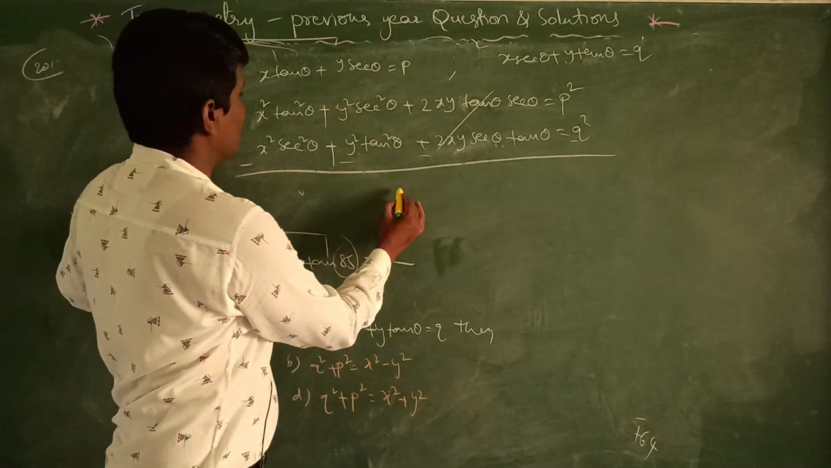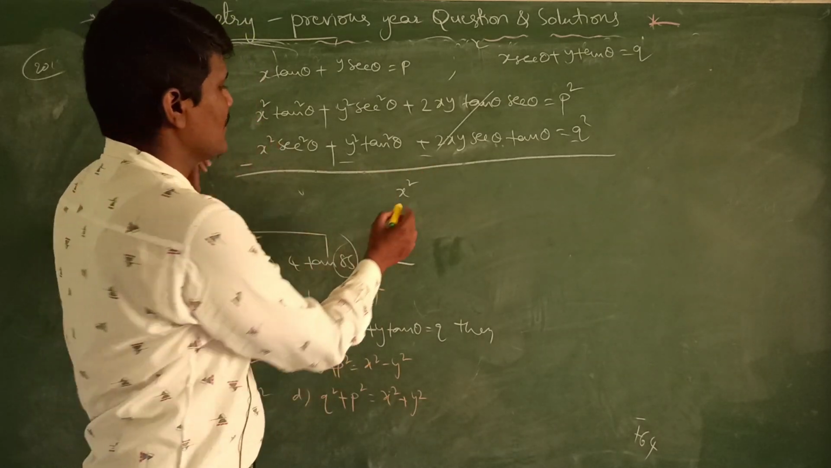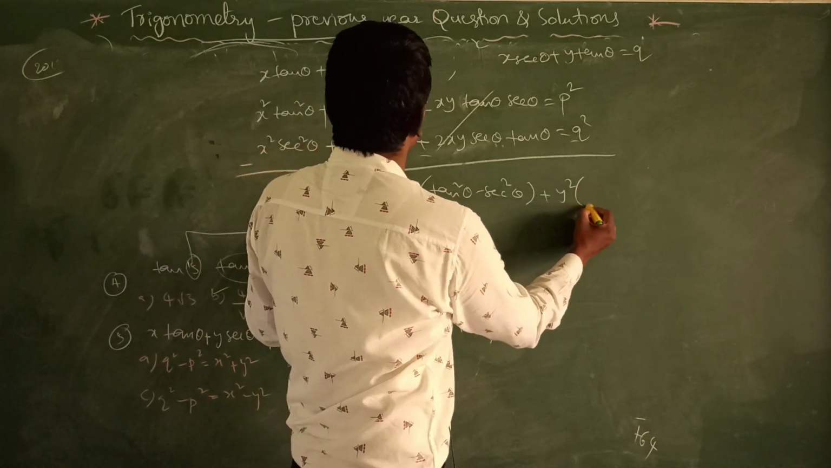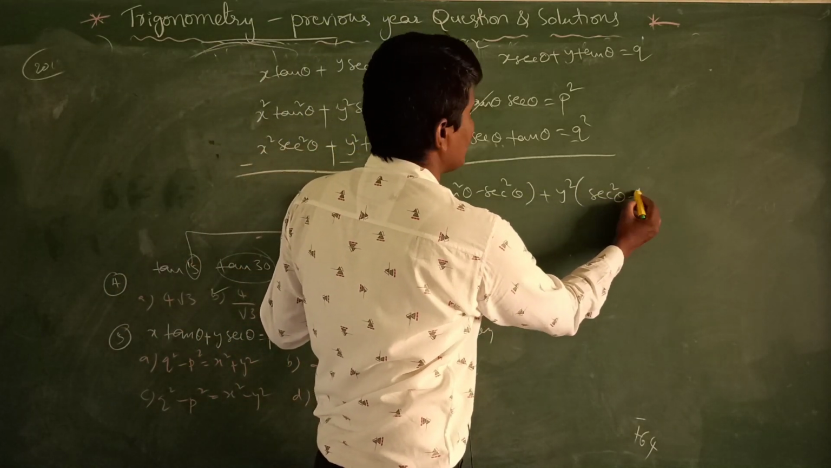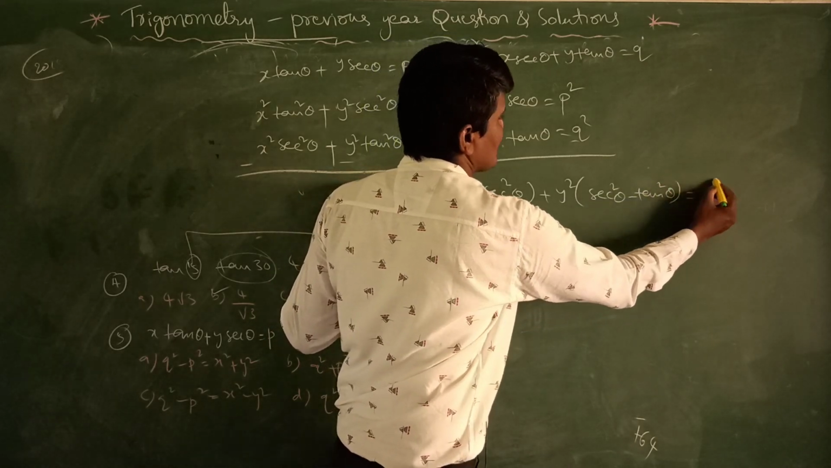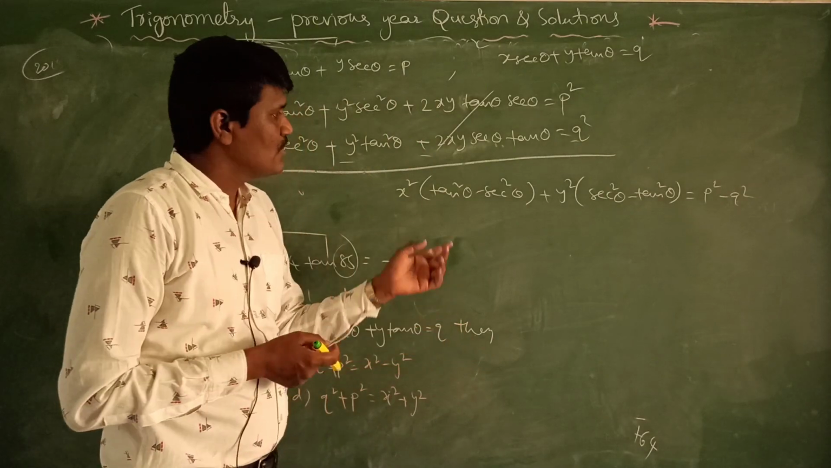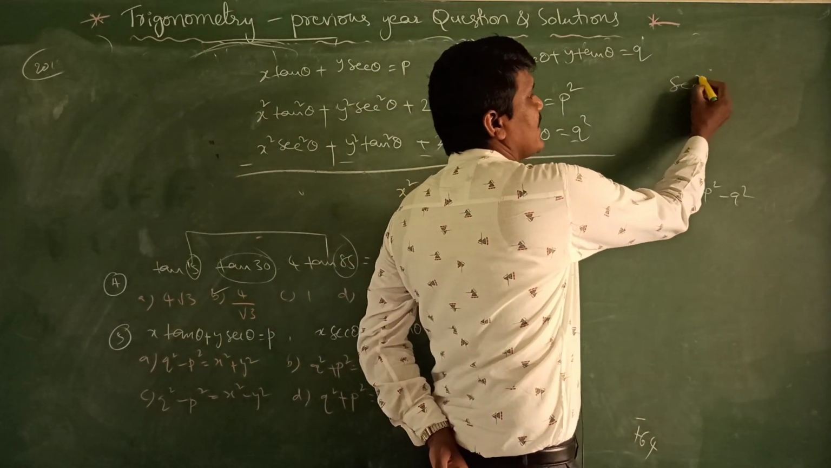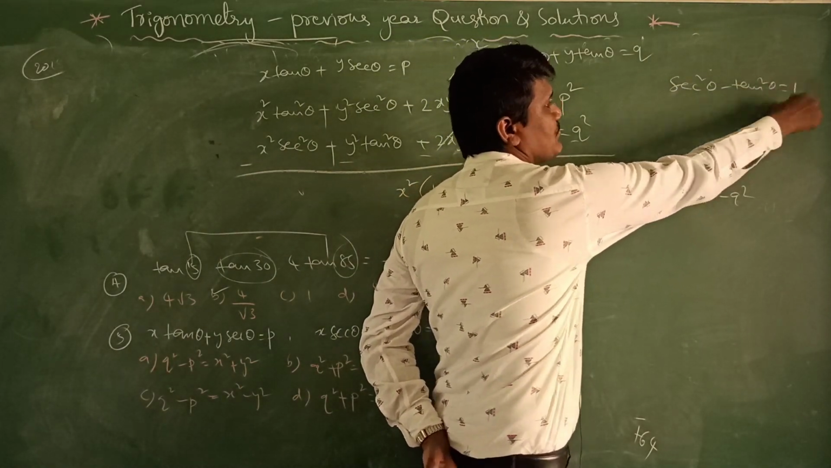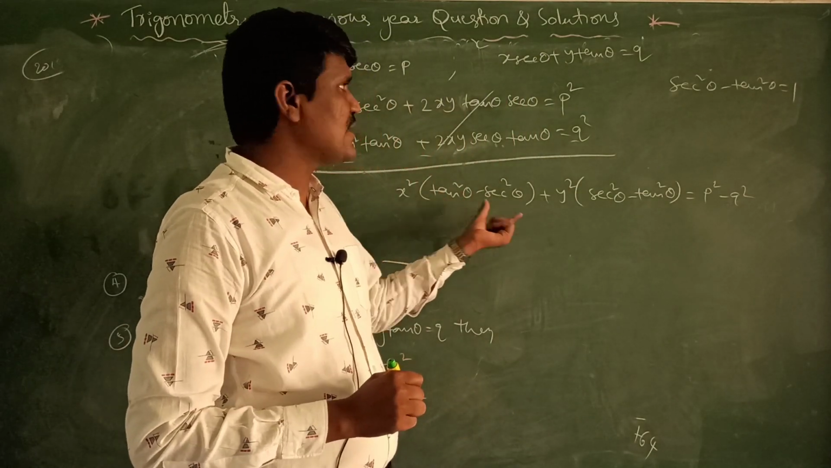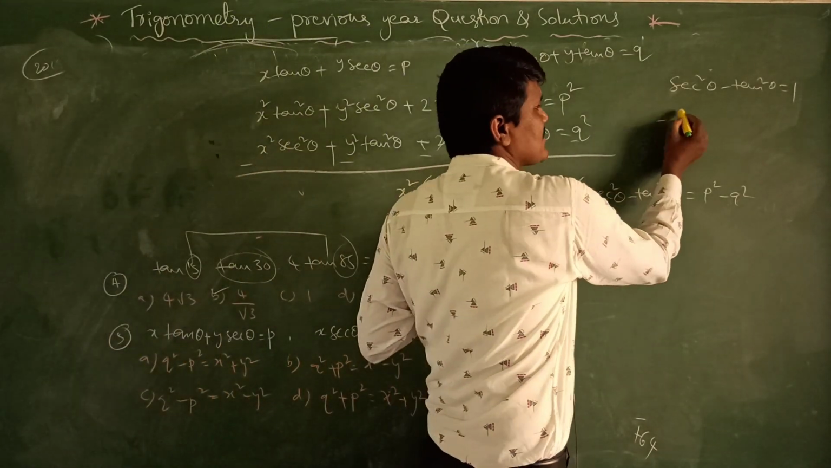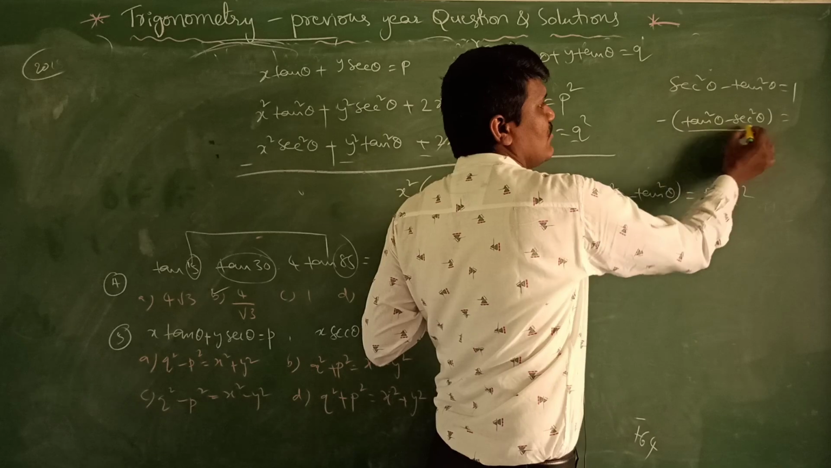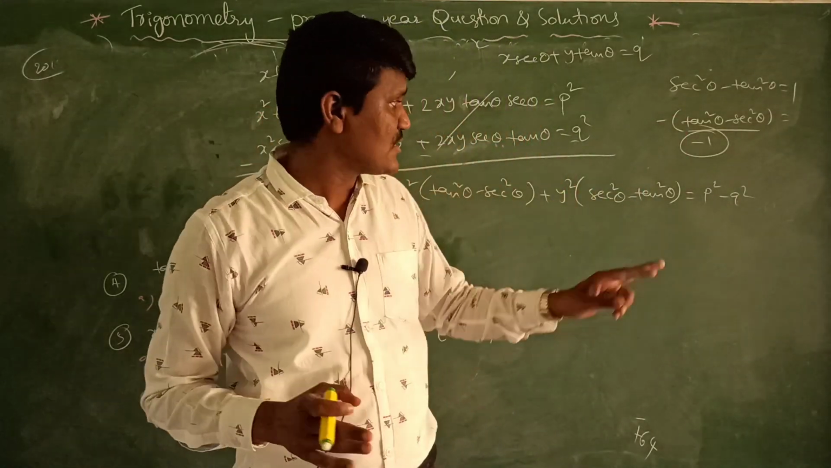So now if I take x square common, tan square theta minus sec square theta, plus here if I take y square common, sec square theta minus tan square theta, is equal to p square minus q square. We know the value of sec square theta minus tan square theta is 1. It is tan square theta minus sec square theta. If I take minus common, it is minus of sec square theta minus tan square theta, which comes to minus 1.